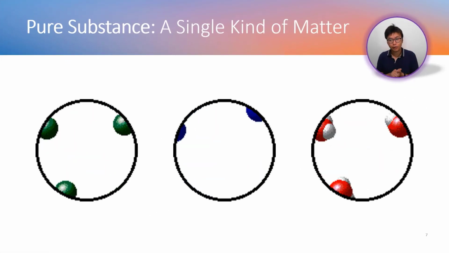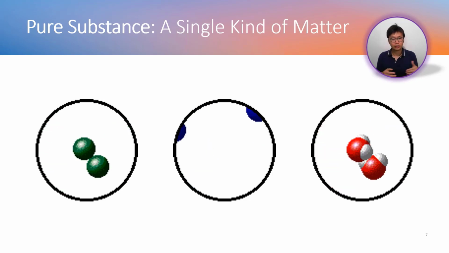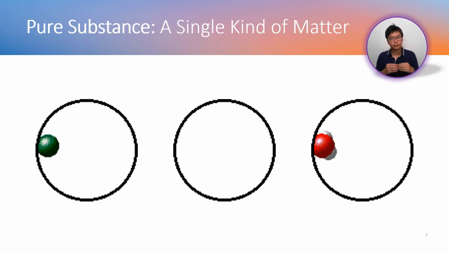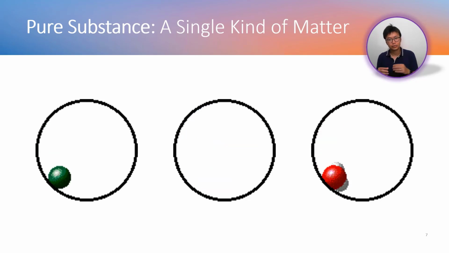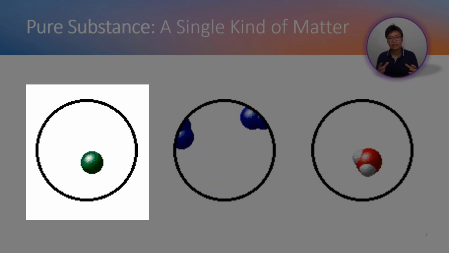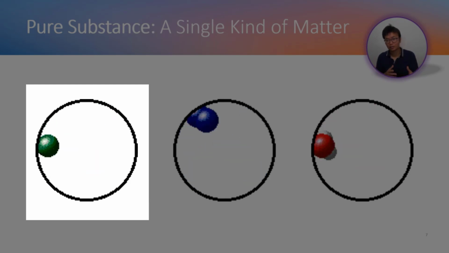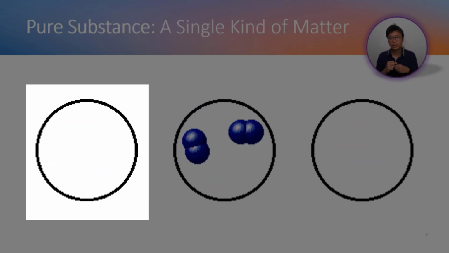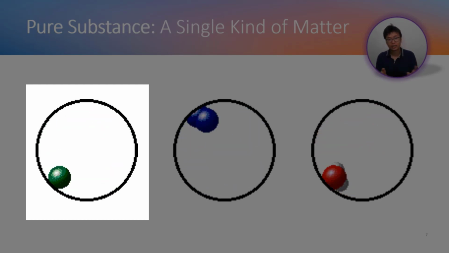As I mentioned before, a pure substance means a single kind of matter. You can see in the slide I have three different circles, and inside each circle you can only see one kind of matter. You don't see different types. For example, look at the first circle: all you see is a single green atom bouncing around. You don't see a different color. You don't see two green atoms coming together as a unit. It's just a single sphere representing an atom.